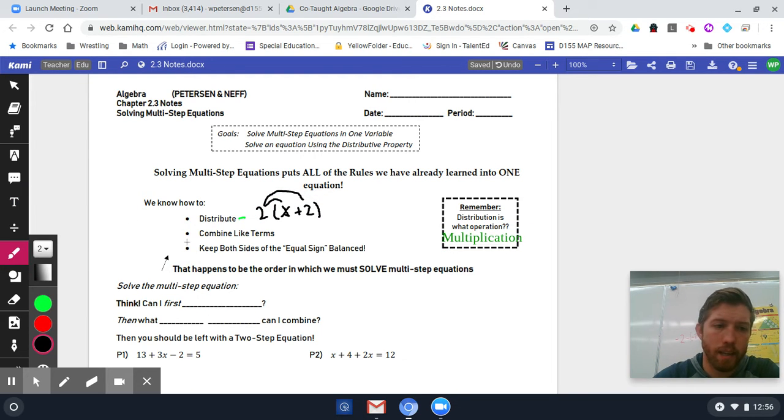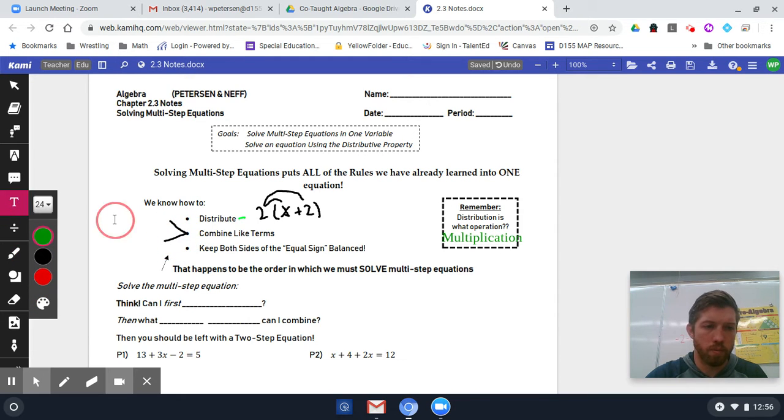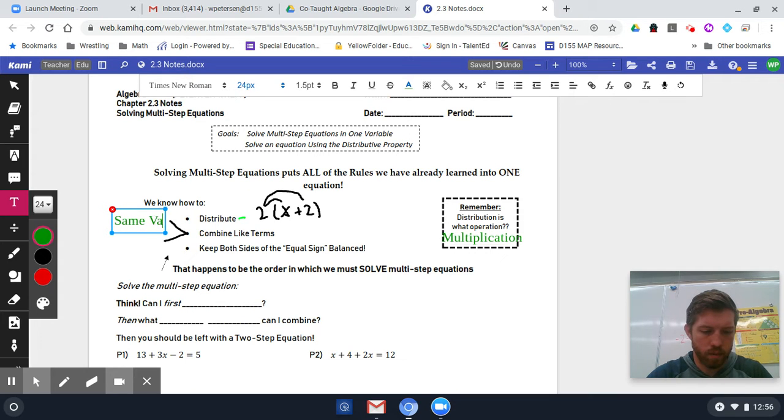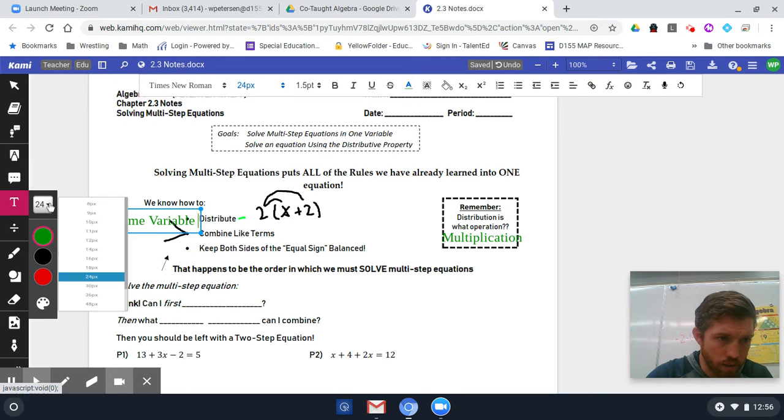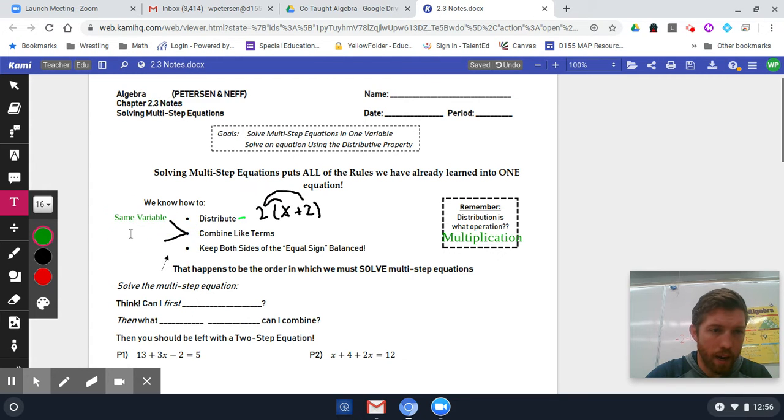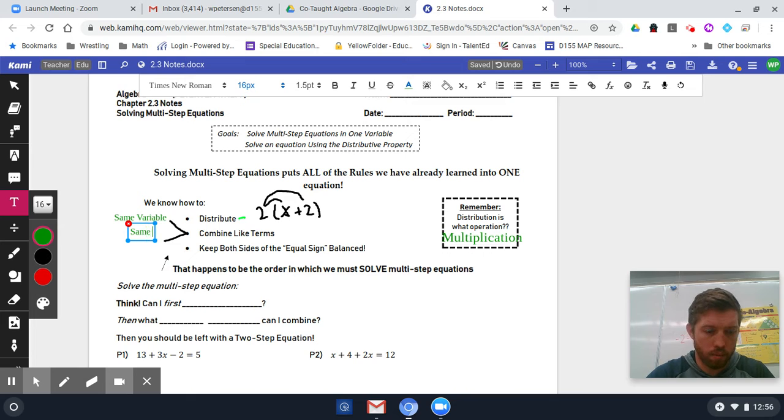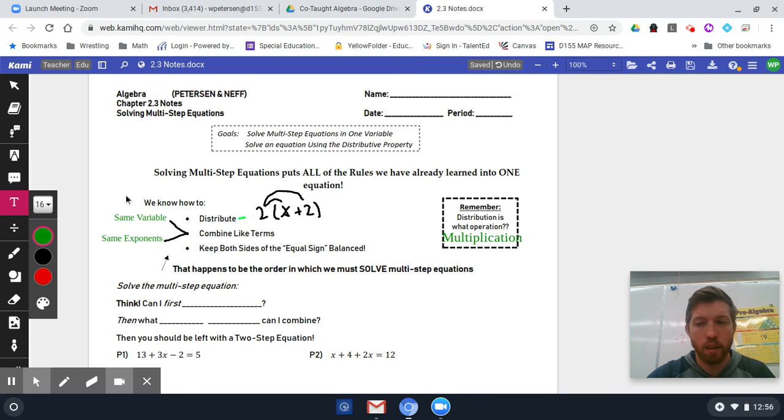Next thing is combining like terms. Remember, when we combine like terms, we need to have the same variable, and we have to have the same exponents. So the letter needs to be the same, like x and y, and then the exponents need to be the same. So that little 2, the little 3, the little 4, whatever is up in that top corner needs to be the same.